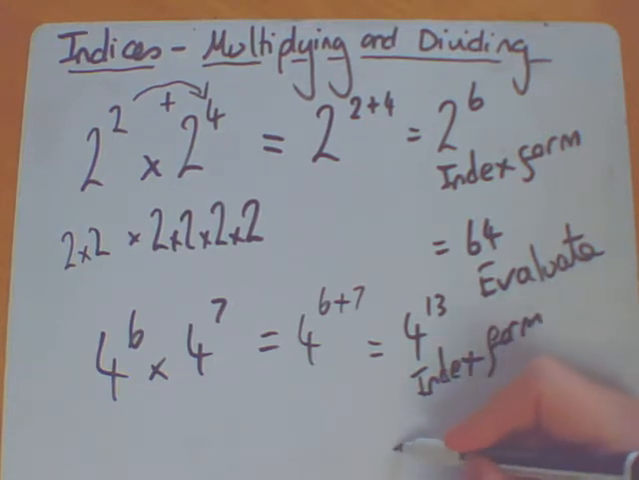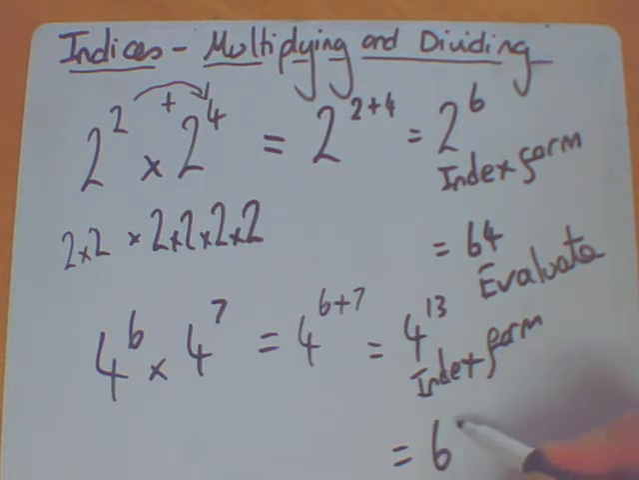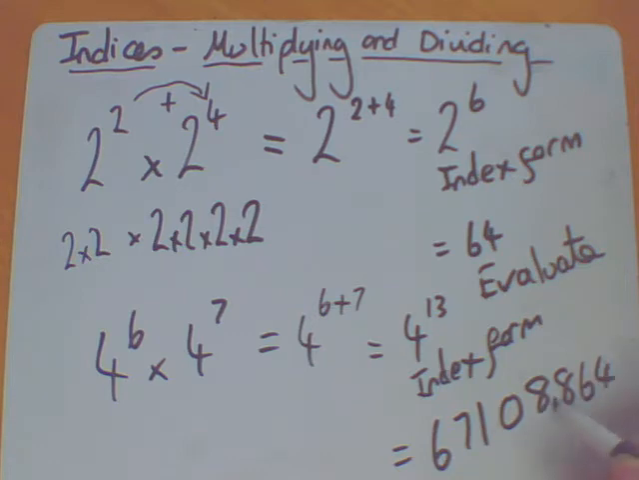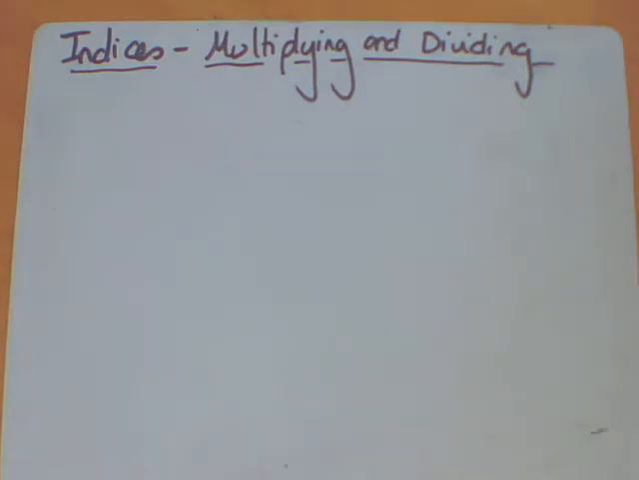If it wants you to go and evaluate that, which it would not ask you to do 4 to the power of 13, but just in case it ever did, if you really wanted to know, that is 67,108,864 if it asks you to evaluate. And that's it for multiplying. Let's go and have a look at dividing.